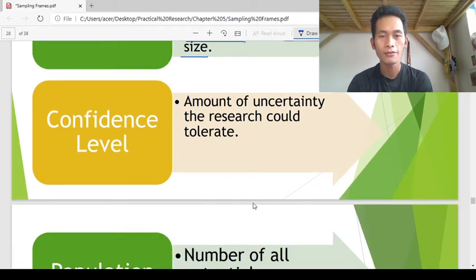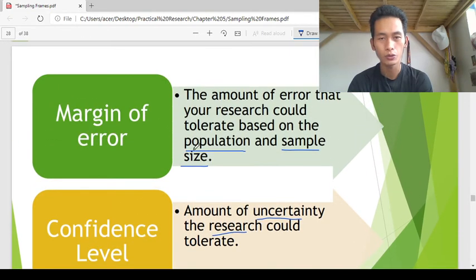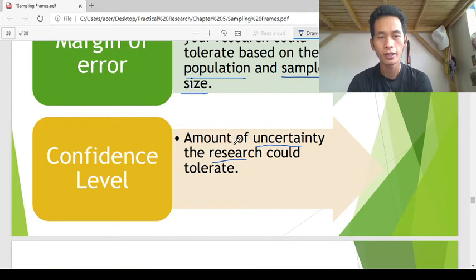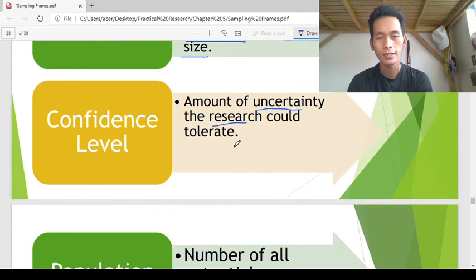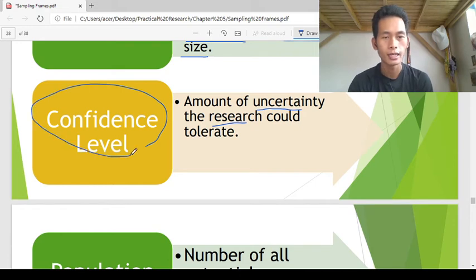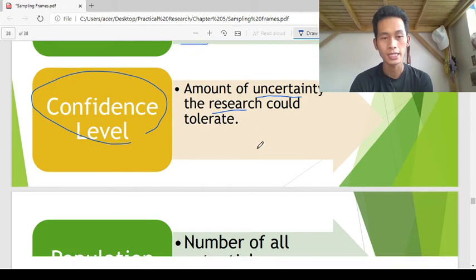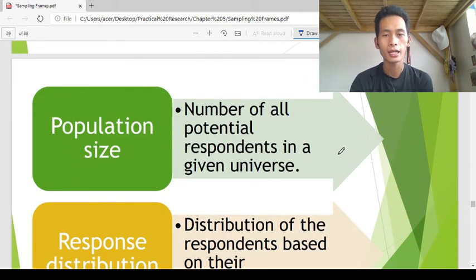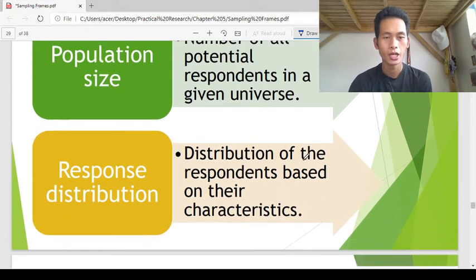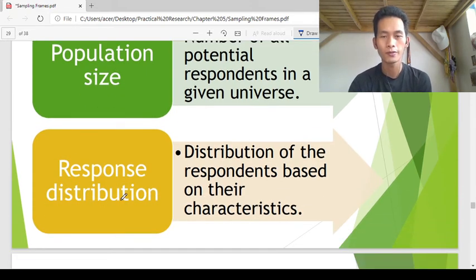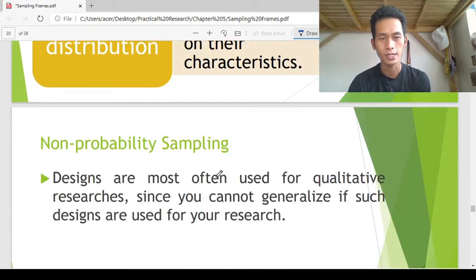Now, confidence level is the amount of uncertainty the research could tolerate. If the research can tolerate an amount of error, it also has an amount of uncertainty it could tolerate, and that is called confidence level. It is also a percentage. Now, population size refers to all the number of potential respondents in a given universe. Response distribution is the distribution of the respondents based on their characteristics.